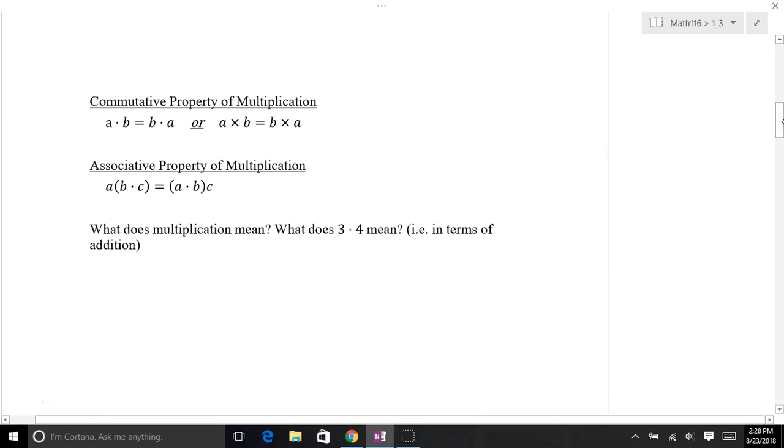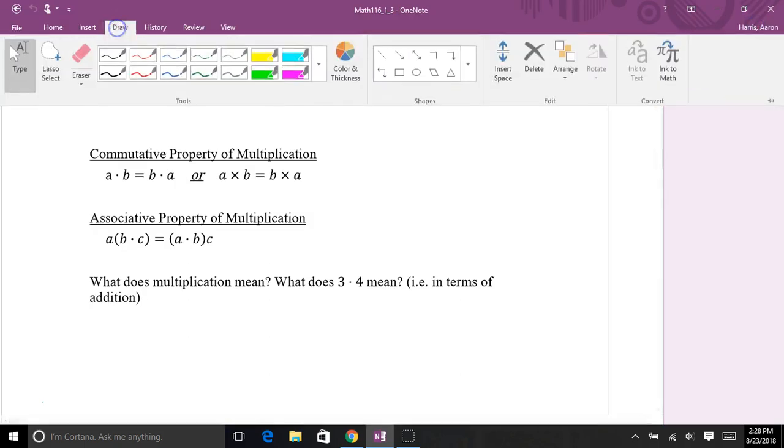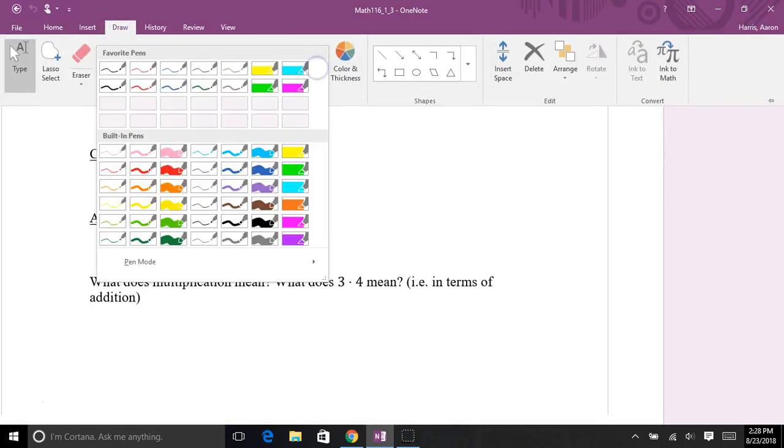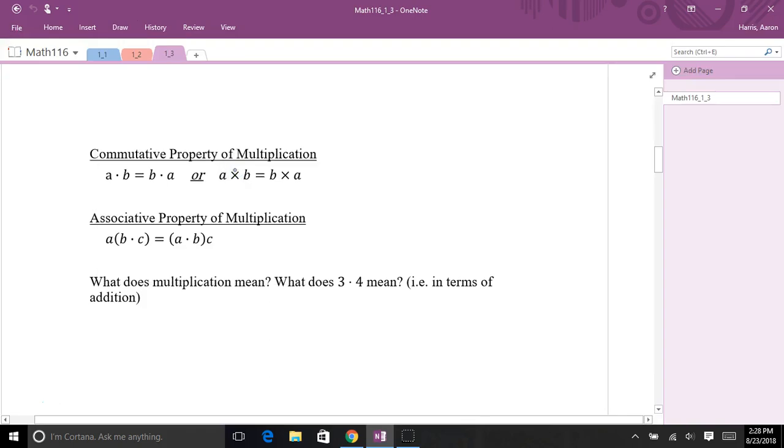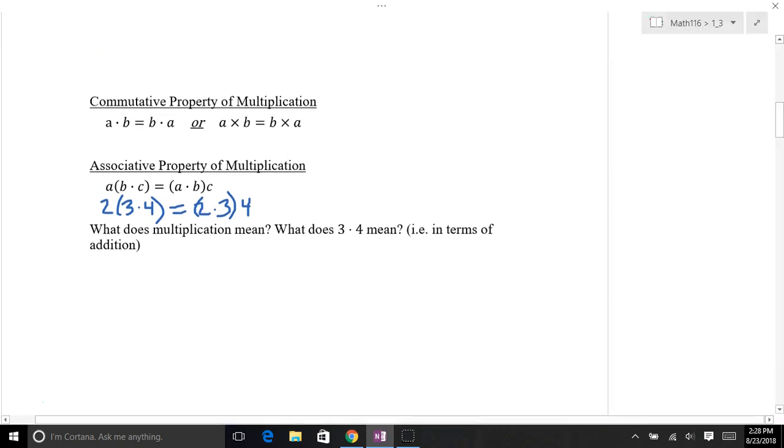The commutative property of multiplication. If you've got a times b, it's the same thing as b times a. In other words, 2 times 3 is the same thing as 3 times 2. The associative property just says, if you've got a times b times c, and you do the b times c first, like 2 times 3 times 4, so 2 times 12, 3 times 4 being 12, that'd be 24. Well, that's the same as 2 times 3 first, times 4, 6 times 4, 24. In other words, you can reassociate, if you will, with multiplication.